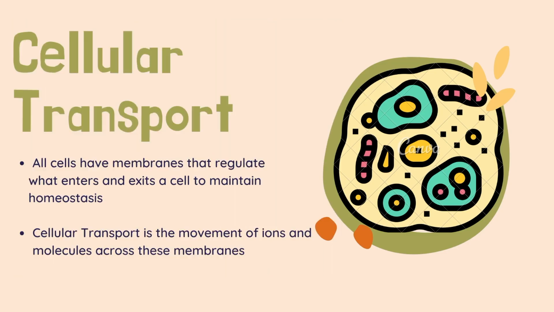So today we're focusing in on cellular transport. So basically with this, what's important to understand is that all cells have membranes, and membranes are what regulate what enters and exits a cell to maintain homeostasis. Now, cellular transport is the movement of ions and molecules across these membranes. So it's basically how these cells get everything that they need and how they do it.